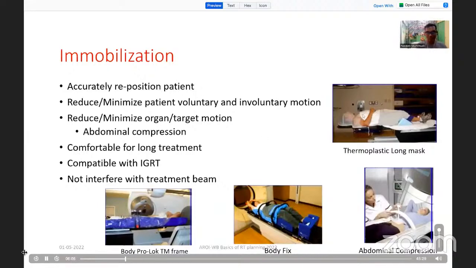So you can use different kinds of immobilization devices. You can use a vac lock for your SBRT treatment, or you could use just a thermoplastic mask or any other device that is available, as long as you're able to fulfill most of these criteria.